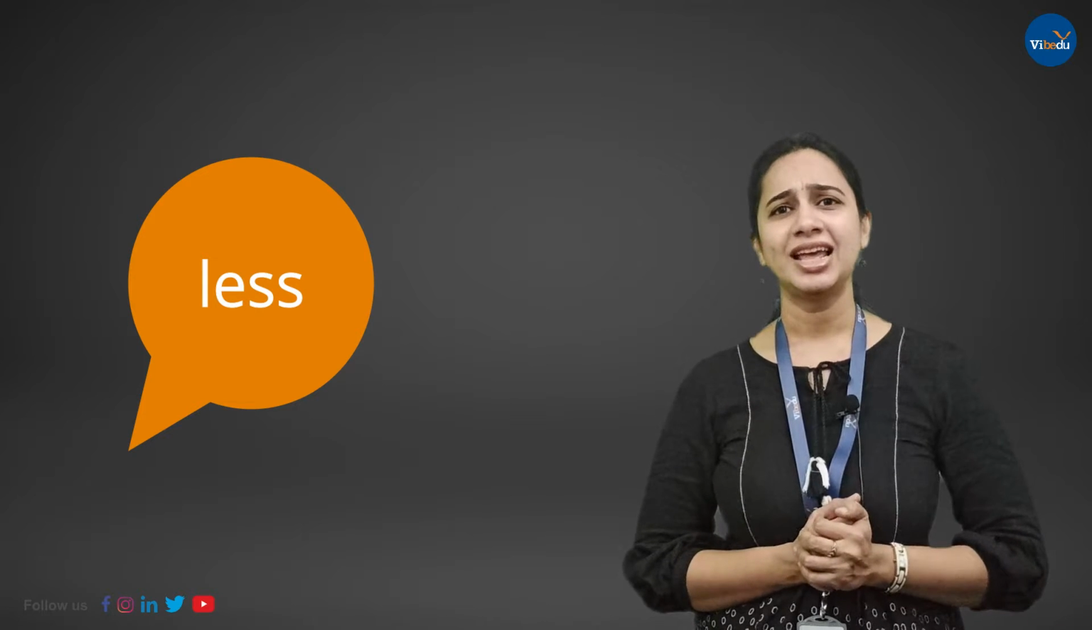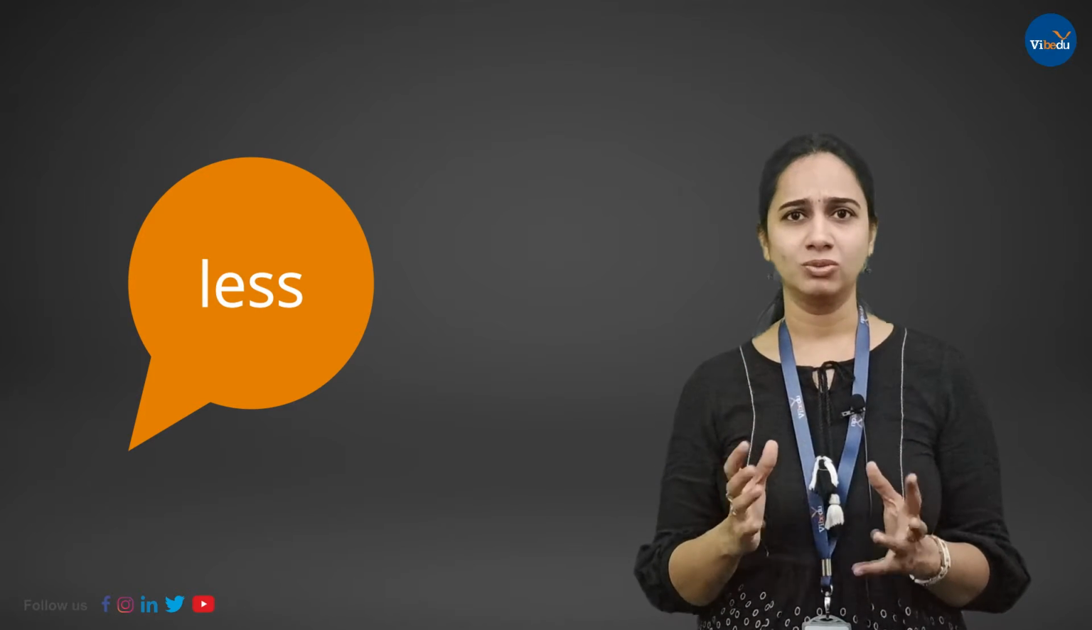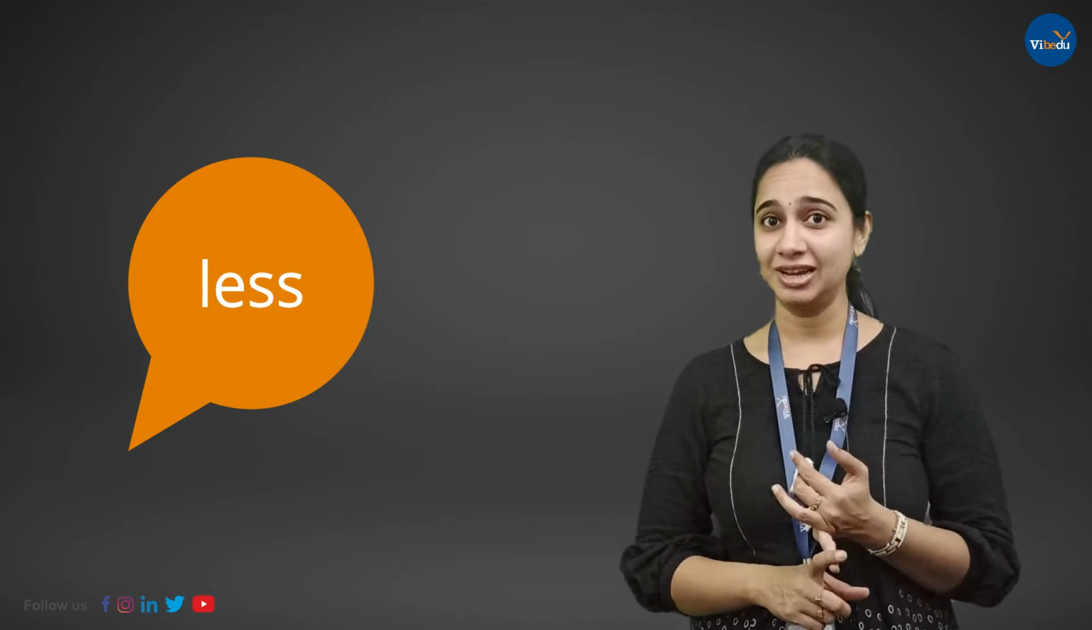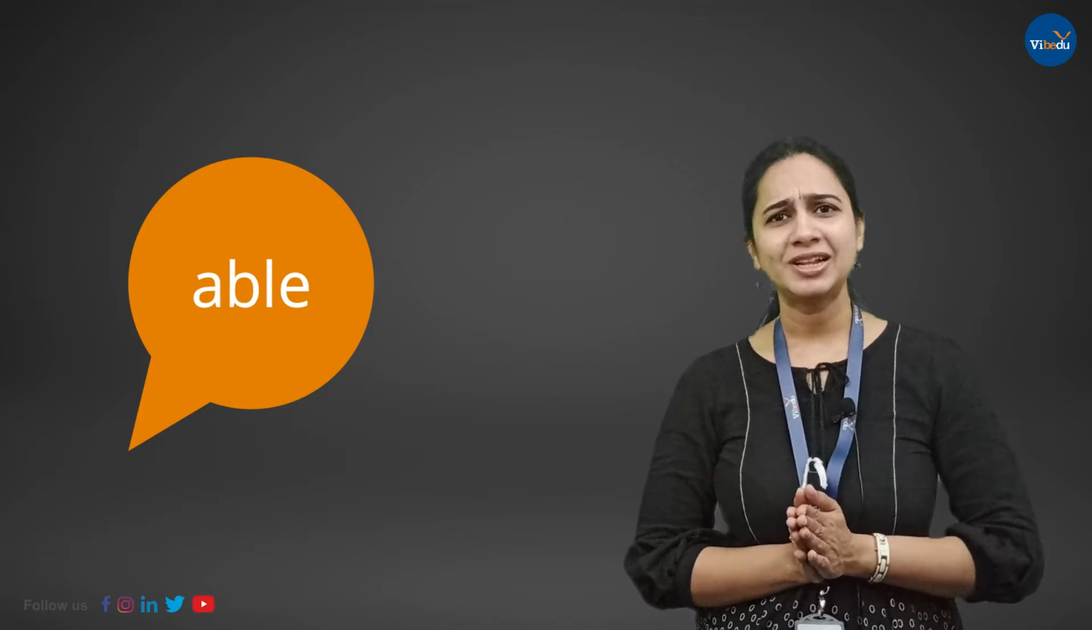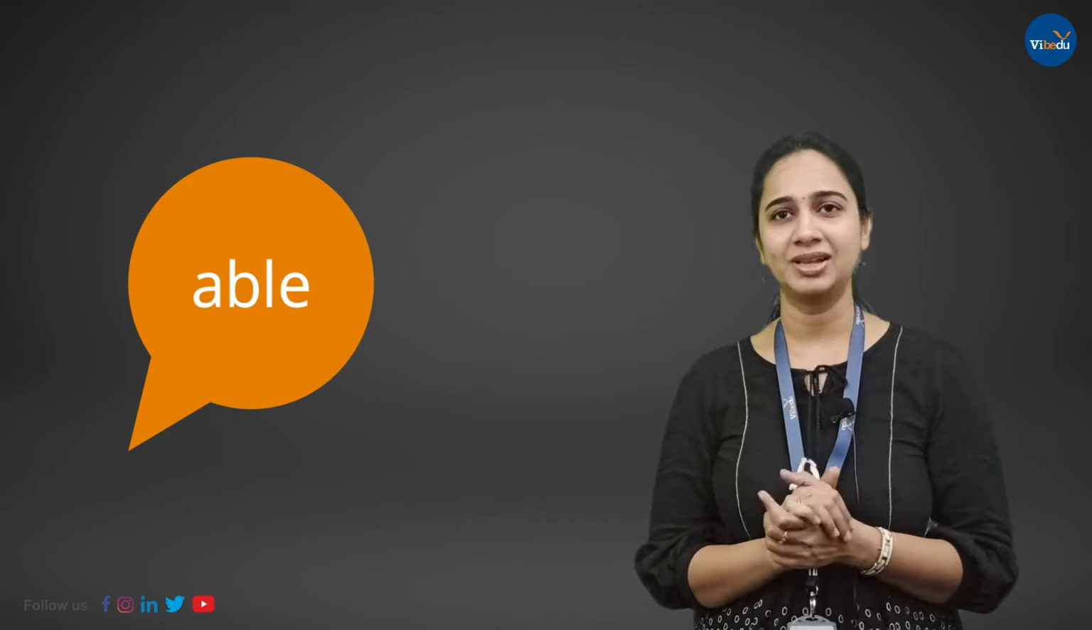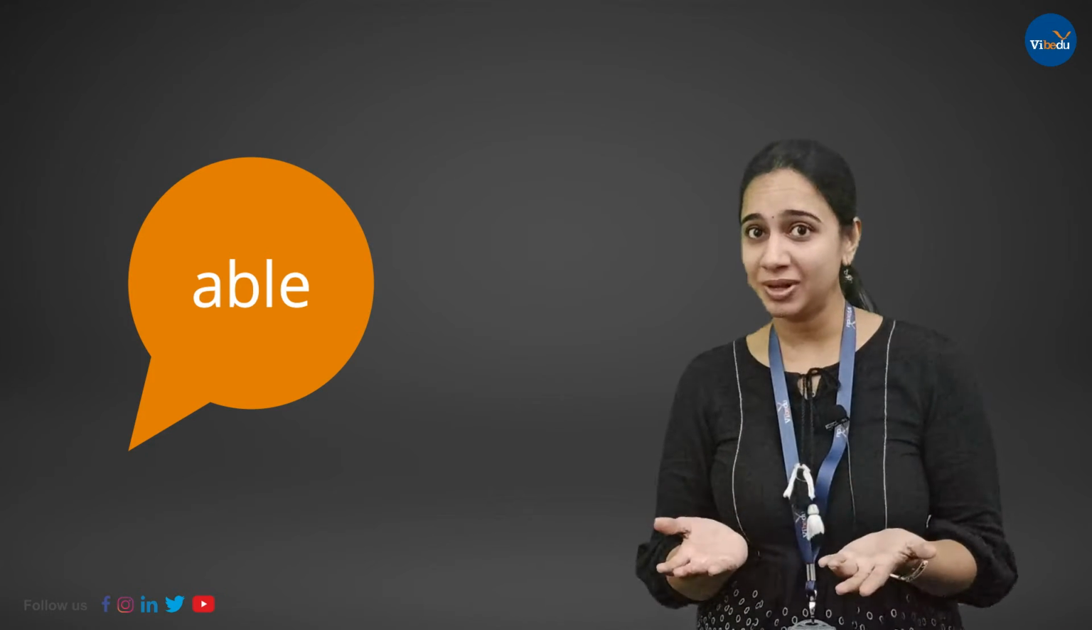We are attached with something. So we can say, as an example, relationship. Next is less. Less is reduced amount. So words like powerless, fearless. Next is able. Able is showing ability or capacity, like capable or maybe valuable.